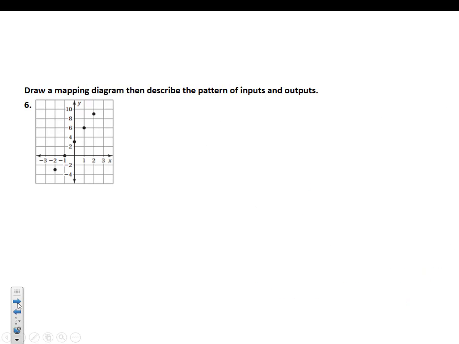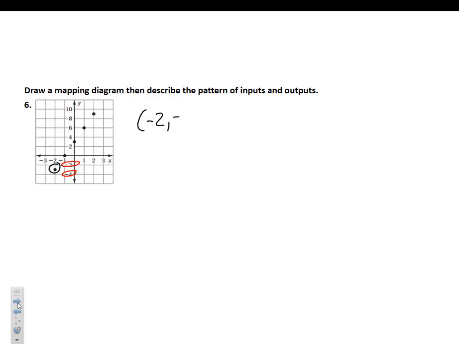Let's once again draw a mapping diagram and then describe the pattern of inputs and outputs. So of course the first thing I'm going to do is list my ordered pairs to make my mapping diagram from. Now one thing I've got to make sure of, you cannot just assume. You have to be a thinker and an observer. I noticed here my x-axis is going by 1s, but my y-axis is not. My y-axis is going by 2s. As you can see, right here is -2, -4. So each unit represents 2. So when I see this dot in between, I'm going to say that that's at -2, -3.